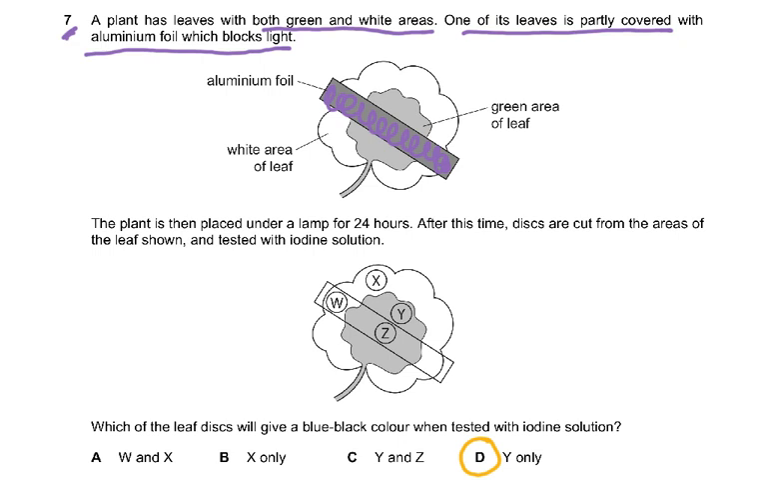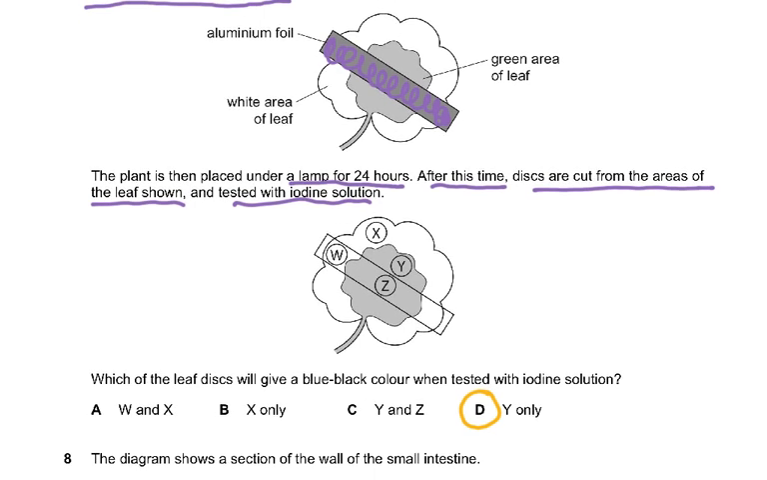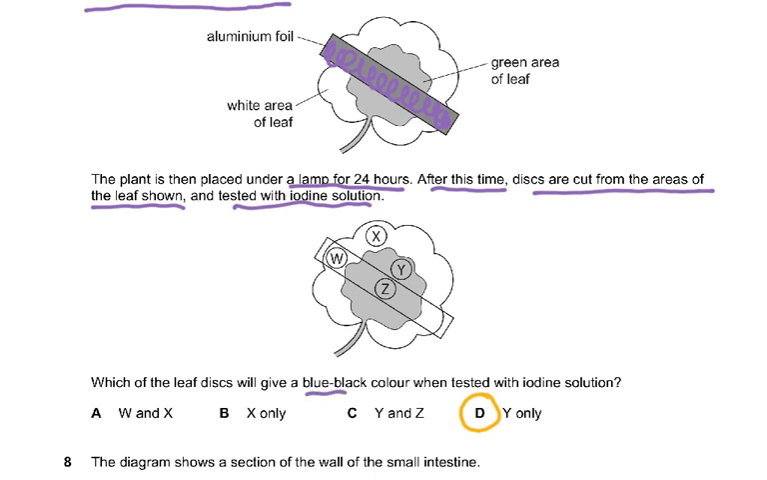So the plant is then placed under a lamp for 24 hours. After this time, discs are cut from the areas of the leaf shown. We have 4 discs, W, X, Y, and Z, and they are tested with iodine. Now, which of the leaf discs will give a blue-black color when tested with iodine? So, which parts will contain starch?